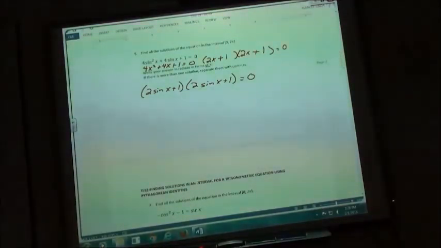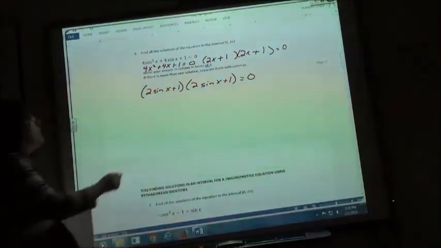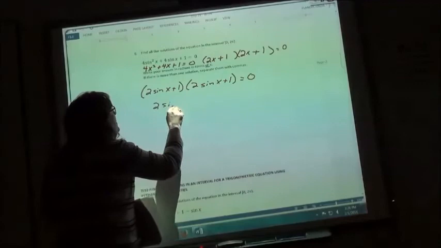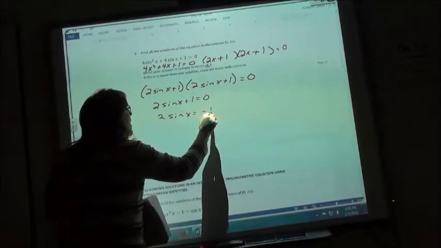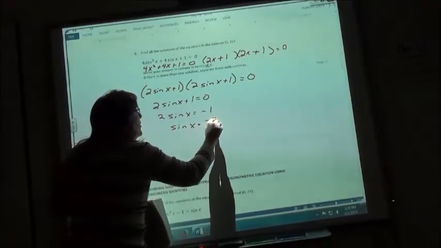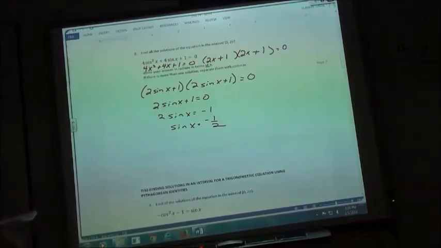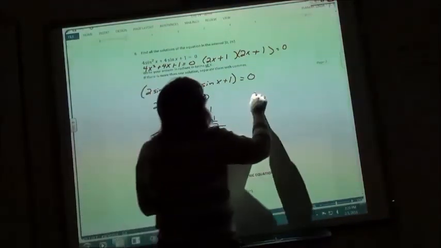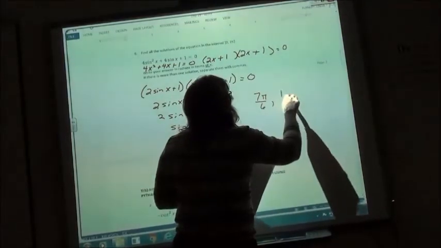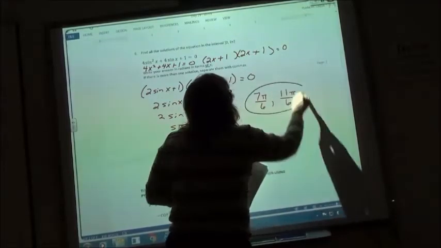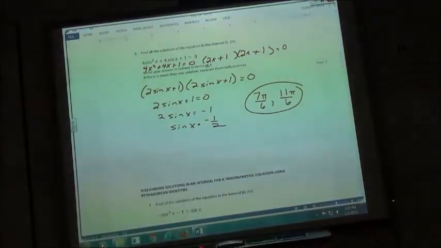In this case, both of my factors are the same, so it's going to give me the same value. So I'm just going to solve one of them. If 2 sine of x plus 1 equals 0, 2 sine of x would equal -1, so sine of x would equal -1/2. And so I'm going to look at my table for where the sine of x equals -1/2. And if I look down my list, I am at 7 pi over 6 and at 11 pi over 6. So at 7 pi over 6 and 11 pi over 6, my sine of x equals -1/2.